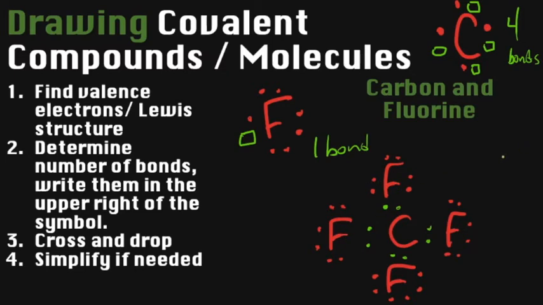And we can kind of abbreviate it by just using lines for the bonds, right? Because each of these shared pair of electrons here represents 1 covalent bond. So carbon is forming 4 bonds, and each fluorine is only forming 1.